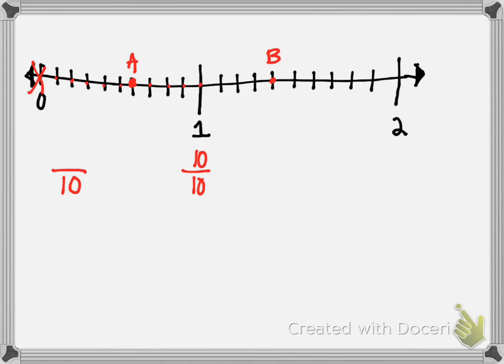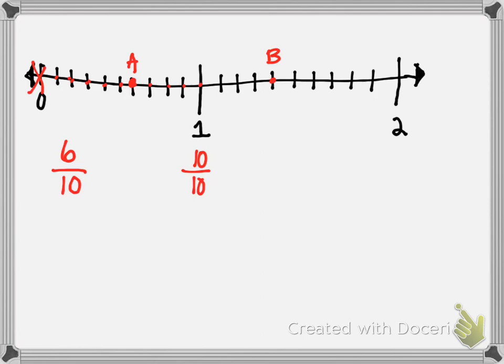And point A is at where? Let's start. Never count 0. 1, 2, 3, 4, 5, 6. So the numerator is 6. It's on the 6th part of this number line. So it's 6/10.